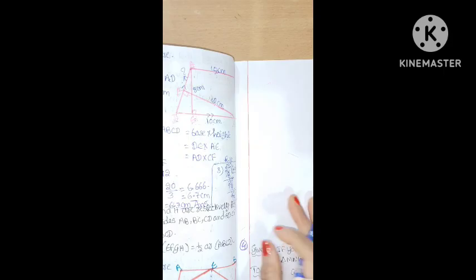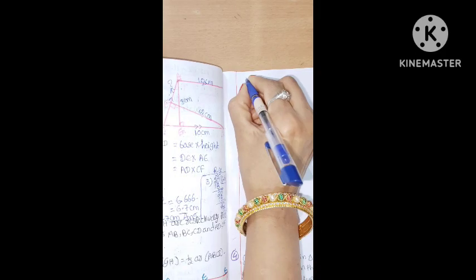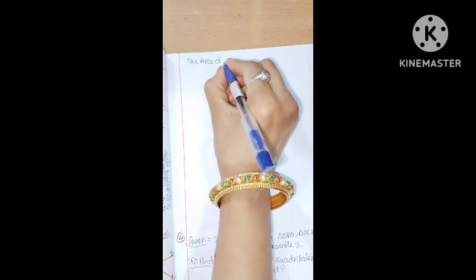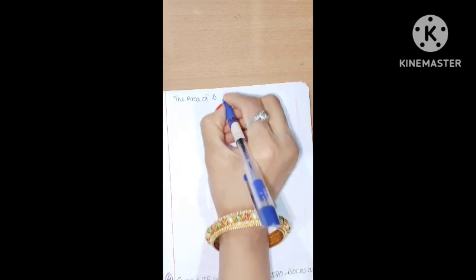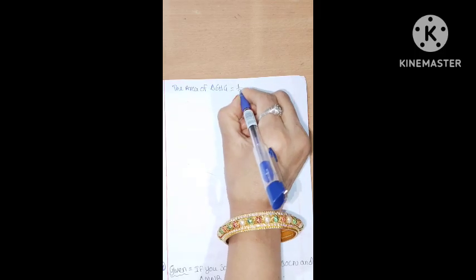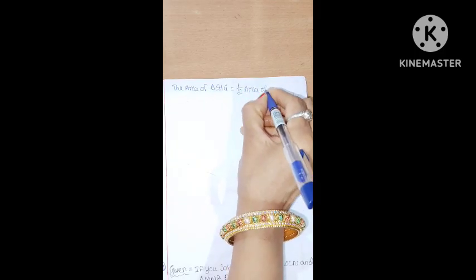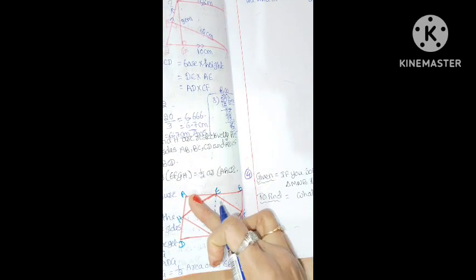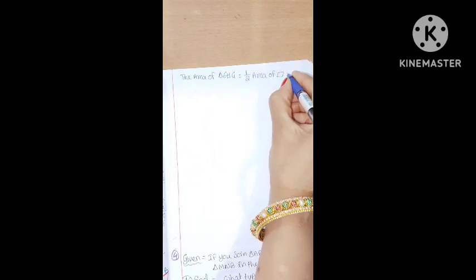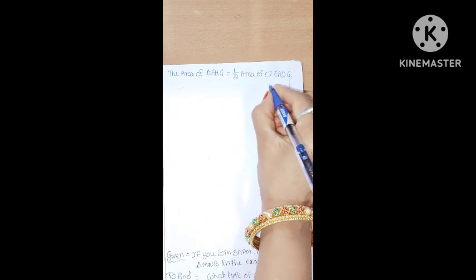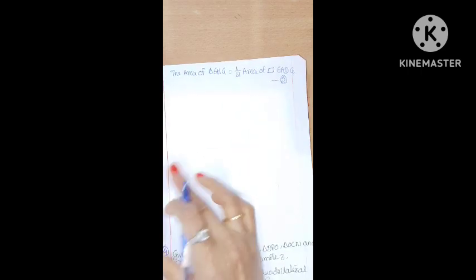And next, the left side. The area of triangle EHG is equal to half of the area of parallelogram EADG. Let us take this as equation number 2.